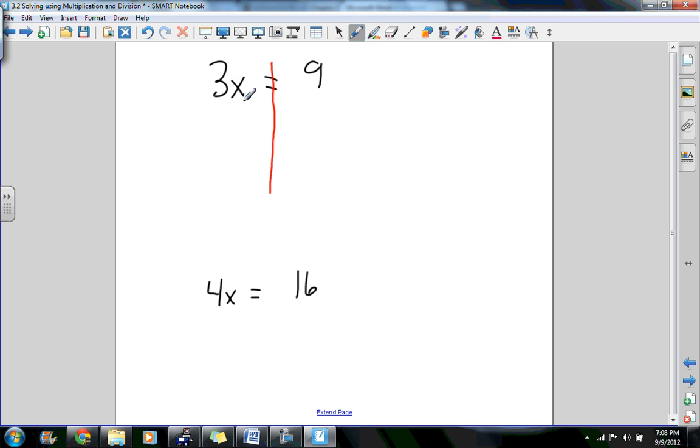And now we're looking at the x, and we say, what are the 3 and the x doing to each other? Well, I know that those are being multiplied together, so I am going to divide by 3 on both sides. That goes away, so I'm left with x equals 3. And just like before, I have to check my answer. So I go 3 times x, which is now 3. And does that equal 9? Yes, sirree, Bob, it does.